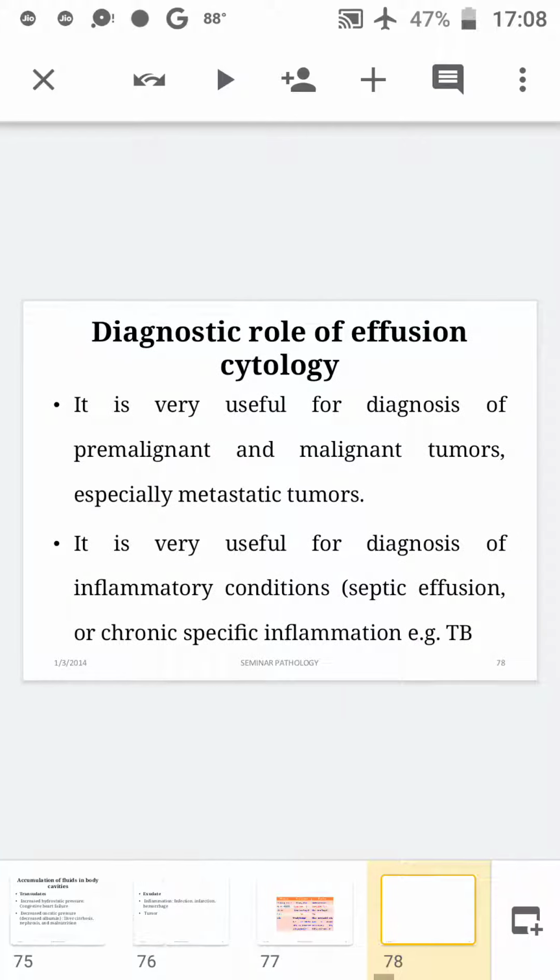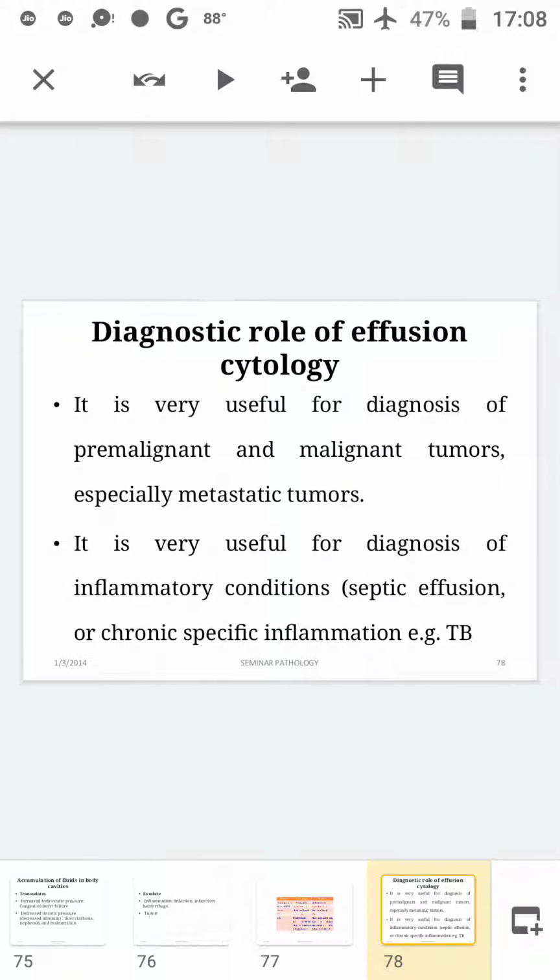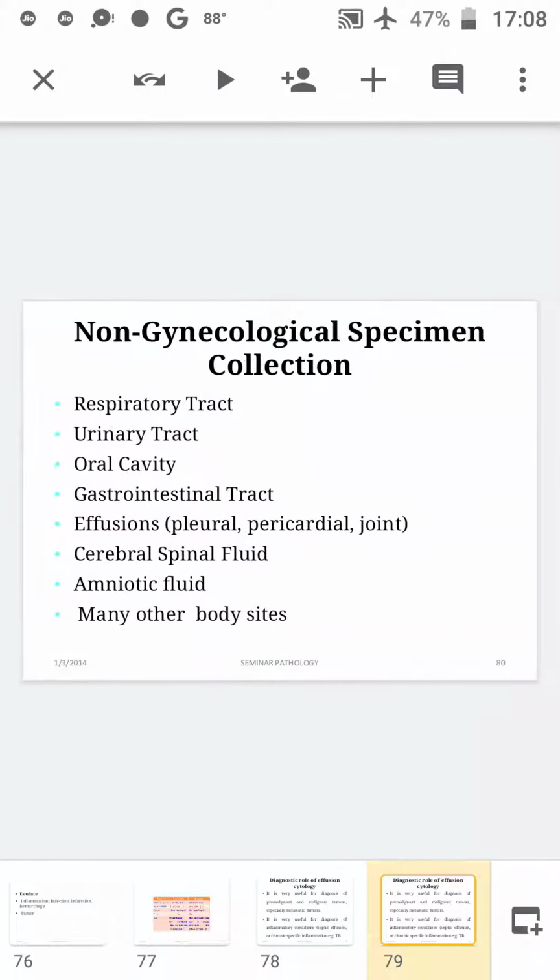What are the indications for effusion cytology? It is to rule out whether any malignant or pre-malignant condition is there, and to know whether inflammatory or infective conditions like TB or anything else are present.